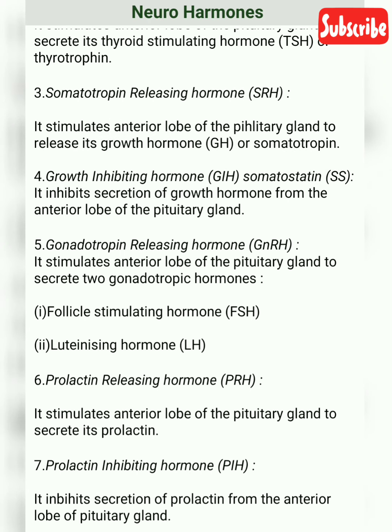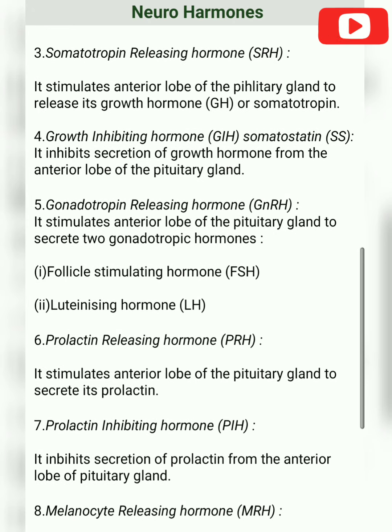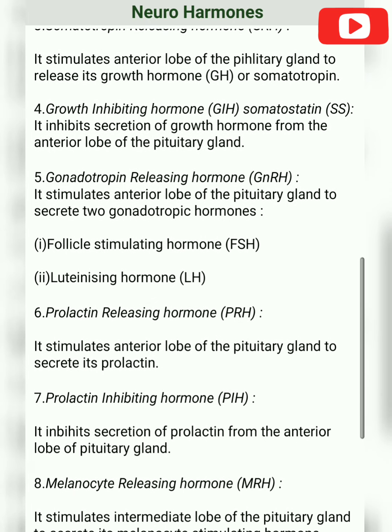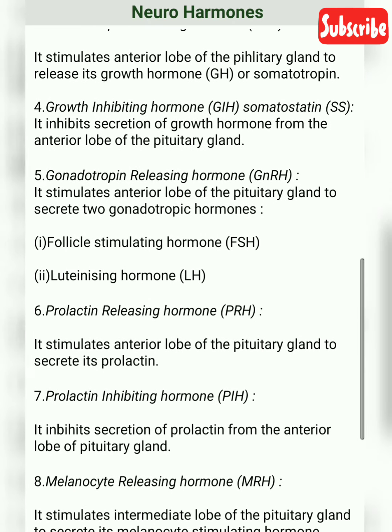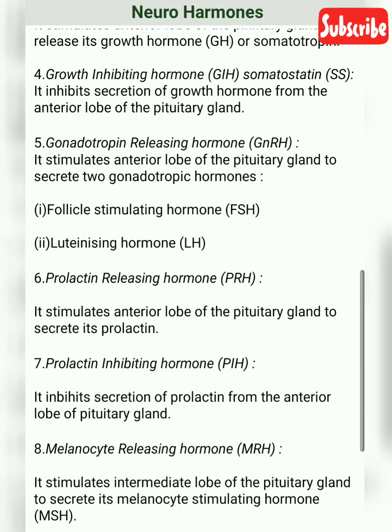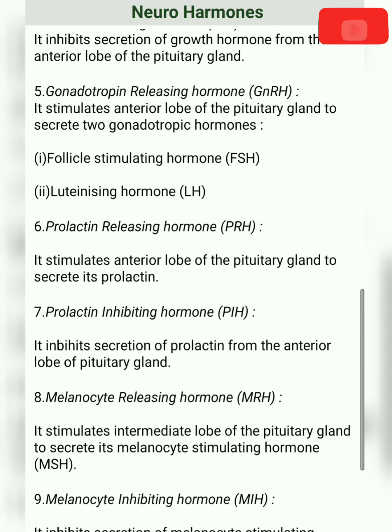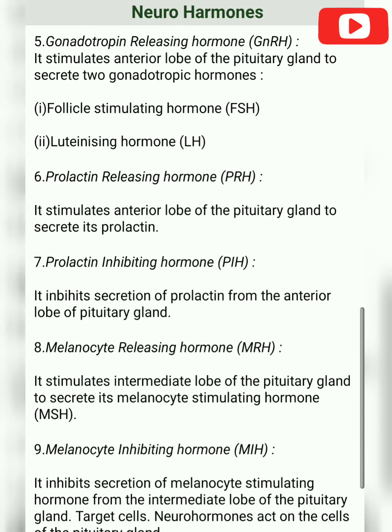6. Prolactin releasing hormone, PRH. It stimulates the anterior lobe of the pituitary gland to secrete its prolactin. 7. Prolactin inhibiting hormone, PIH. It inhibits secretion of prolactin from the anterior lobe of the pituitary gland.